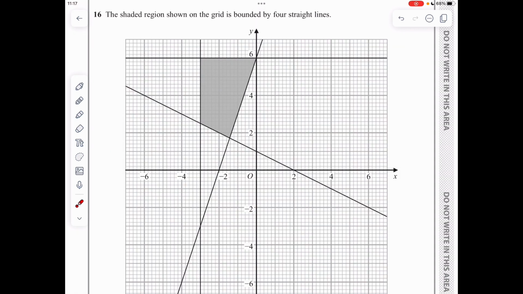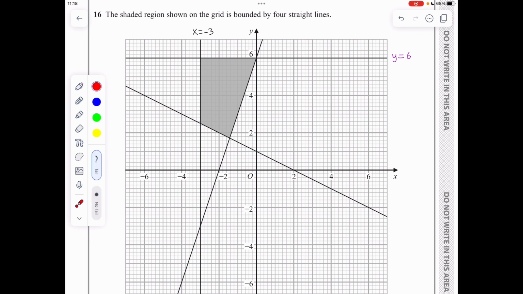In 16, we've got the shaded region shown here. We need to determine the inequalities that define the shaded region. So we need to identify the equations of the straight lines that form the boundaries. So we've got 1, 2, 3, 4 boundaries. So we need to determine 4 equations. We start with the vertical line. It's the line with equation x is -3, and the horizontal line here, it's the line with equation y is equal to 6. So we write down the equations of these two lines.